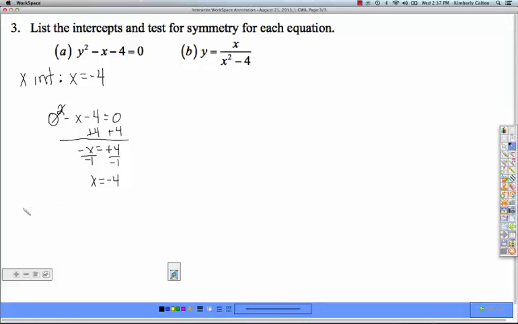Now we want to find our y-intercept. We find our y-intercept by substituting 0 in for x now. So now we have y, oops, let me move that down some.